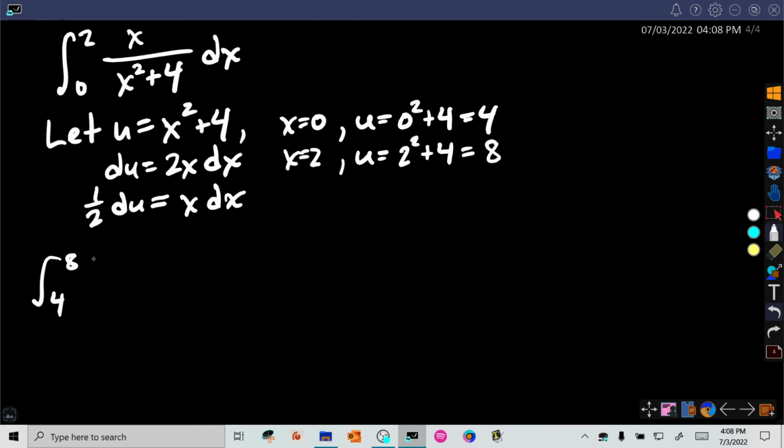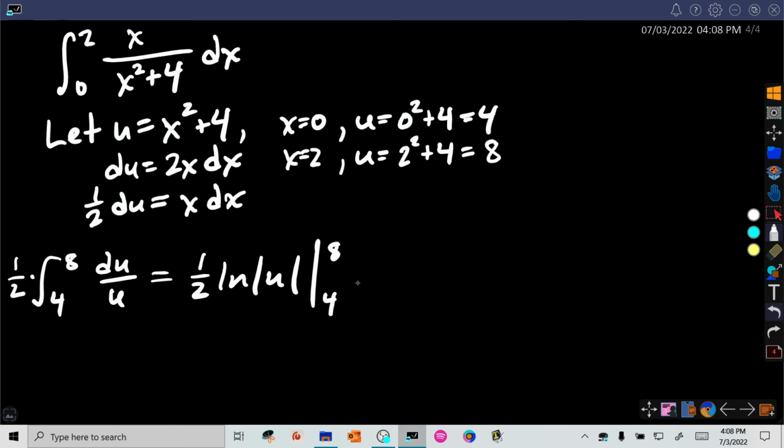of 1/2. I'm going to stick this on the outside just so you can see really quick. 1/2 times this, and we're going to have du over u. But notice this right here is a logarithm, okay? When you see du over u, you immediately think logarithm. So this is 1/2 natural log absolute value of u, evaluated between 4 and 8, which in this case is just going to be 1/2 natural log of 8. Absolute value of 8 is just 8, so I'm just going to put it as that, minus 1/2 natural log of 4.